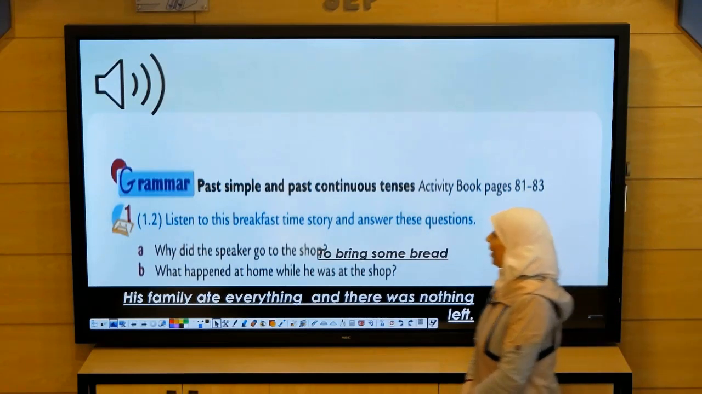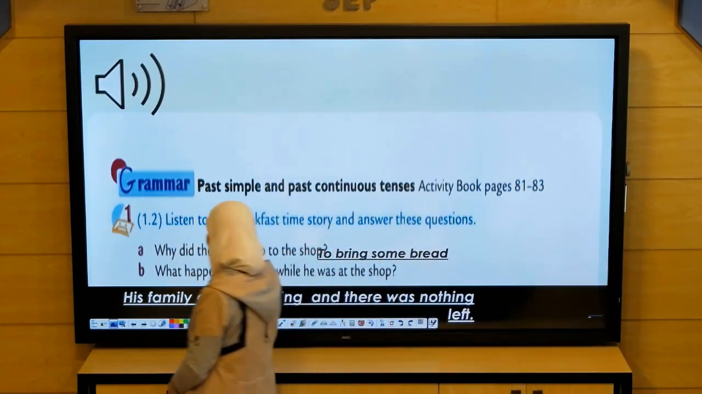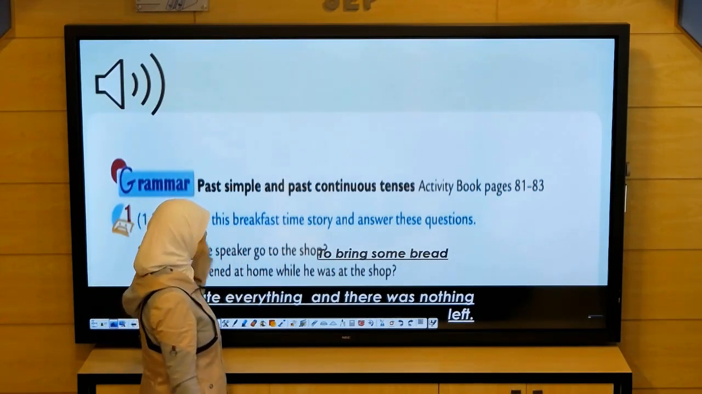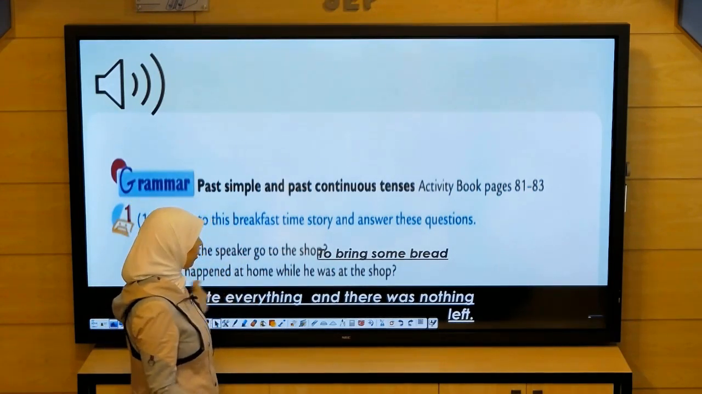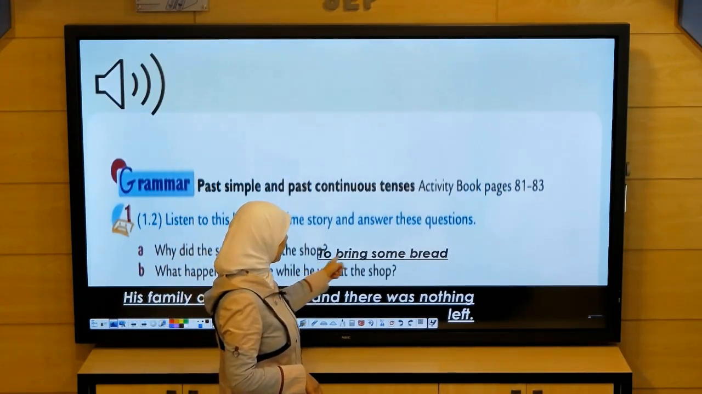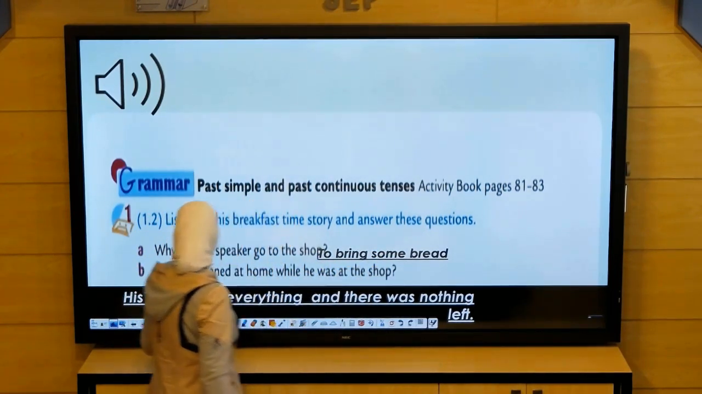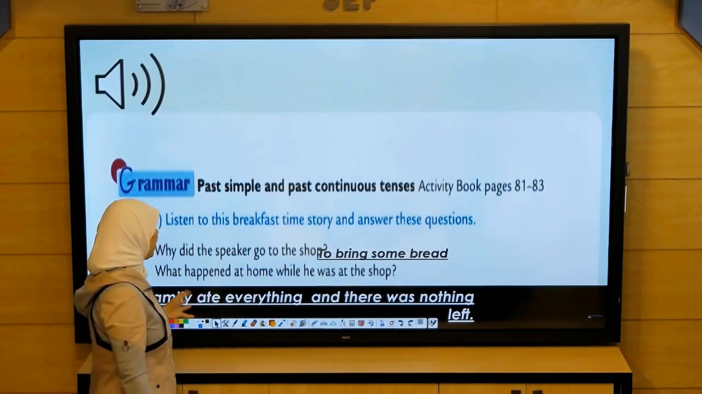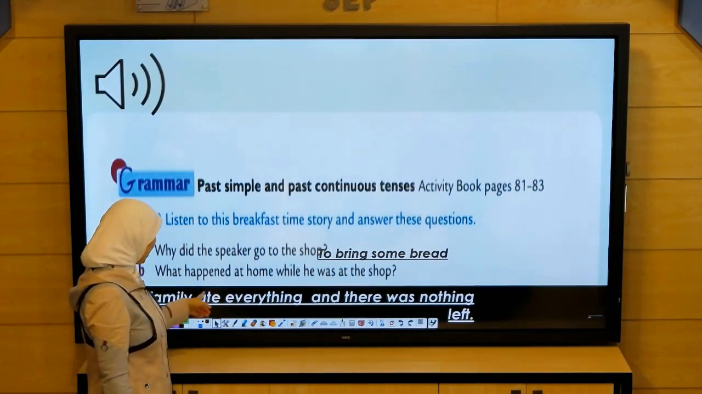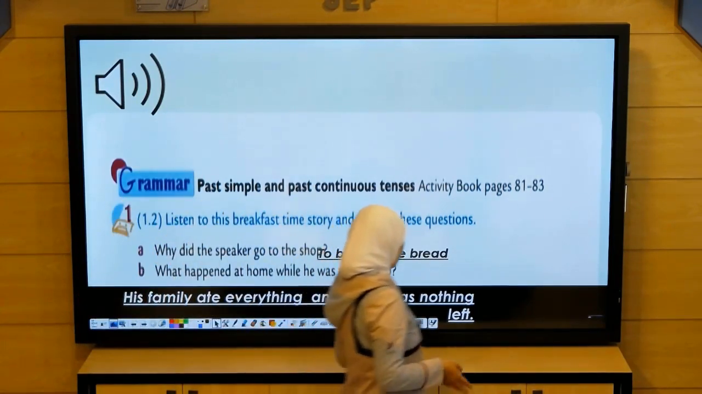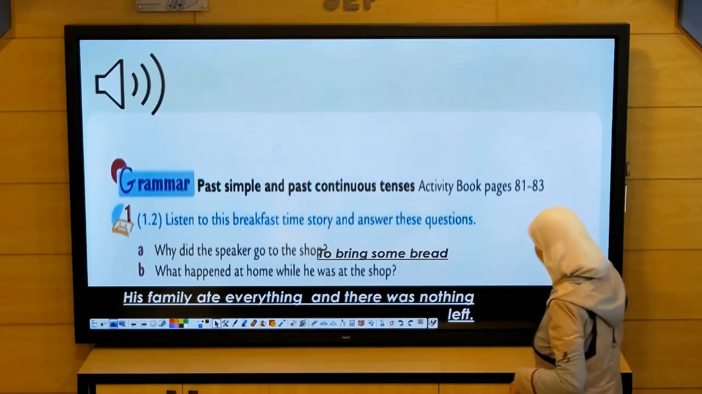Okay. After listening, what are the answers? Why did the speaker go to the shop? Why did this young man go to the shop? Because there is no bread left and he has gone to the shop to bring some bread. And what happened at home while he was at the shop at breakfast time? His family ate everything and there was nothing left. He didn't find anything at the table.